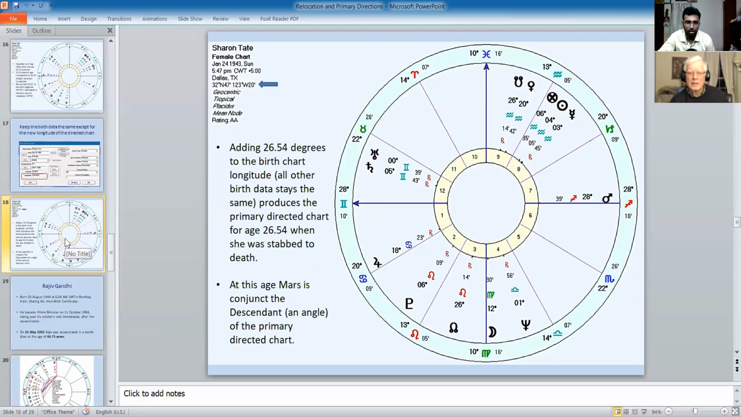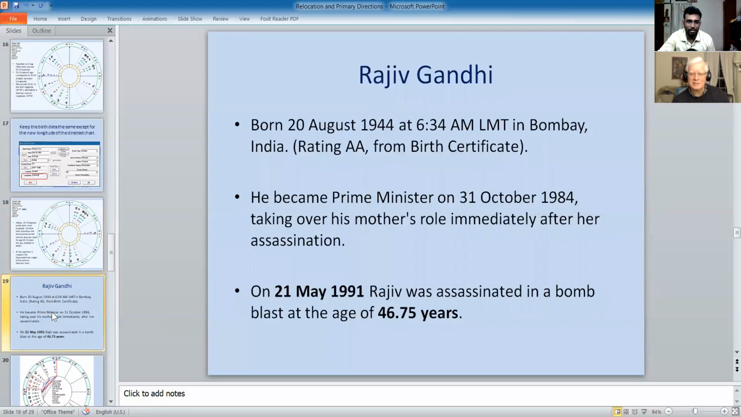All right, now let's do Rajiv Gandhi. I picked him because he's from India. Actually, he was killed right near where you live, I think, right? Yeah, about 50 kilometers away from where I live. So he's born in 1944.